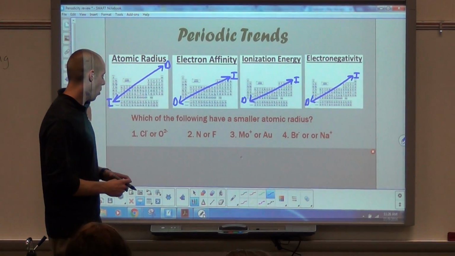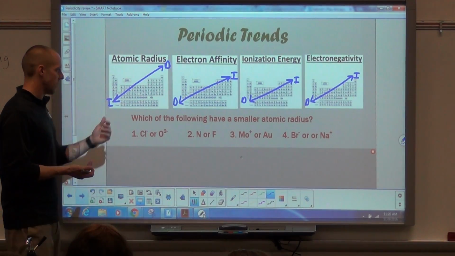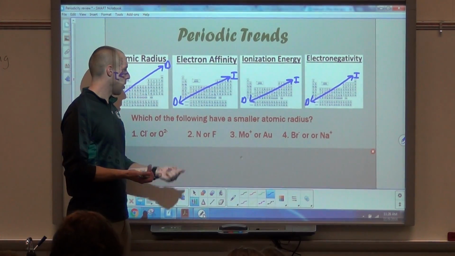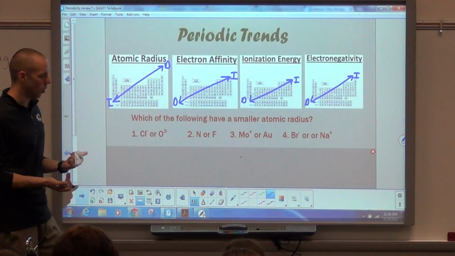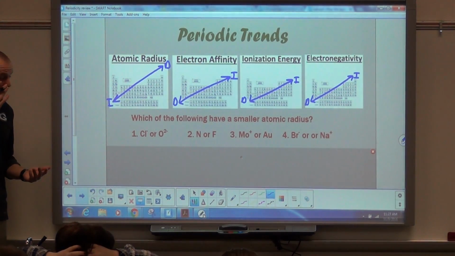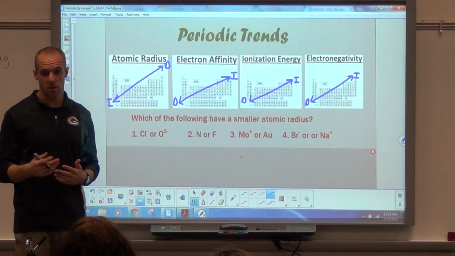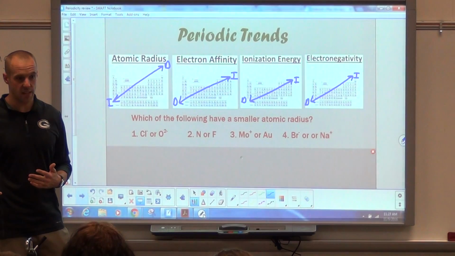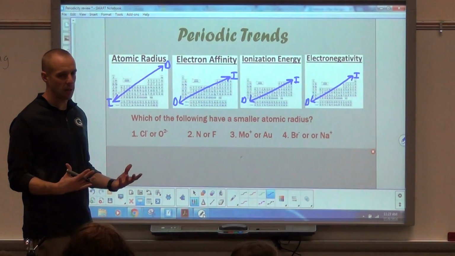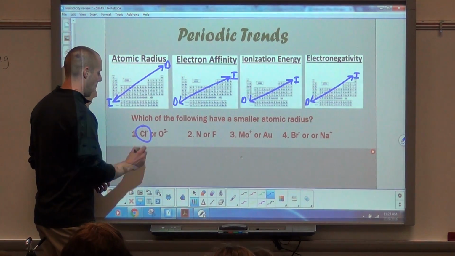Okay, so what we're asking now: which of the following have a smaller atomic radius? If I write this on here, it's really easy for me to know. If I'm dealing with charges, I don't even need to consult the periodic table. So I'm looking at Cl minus or O2 minus. Now they have charges. All I'm looking for is which one is literally less negative in this case. If oxygen is 2 minus, that one's automatically going to be bigger because it has more electrons on the outside. So we would circle Cl minus here.